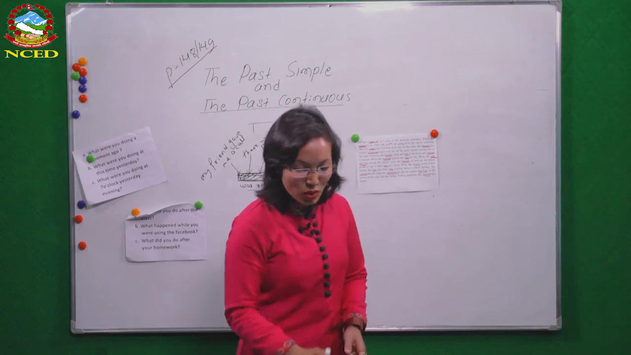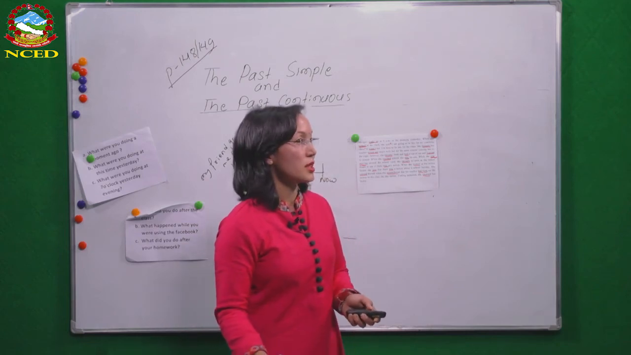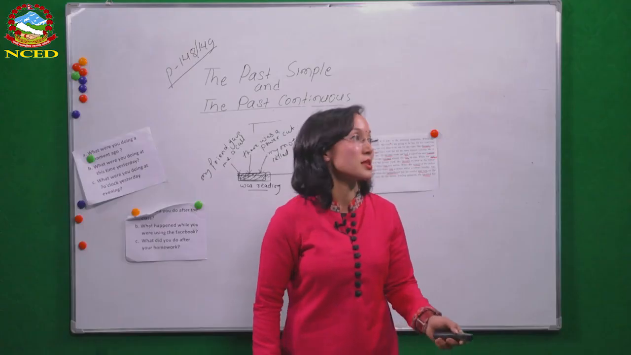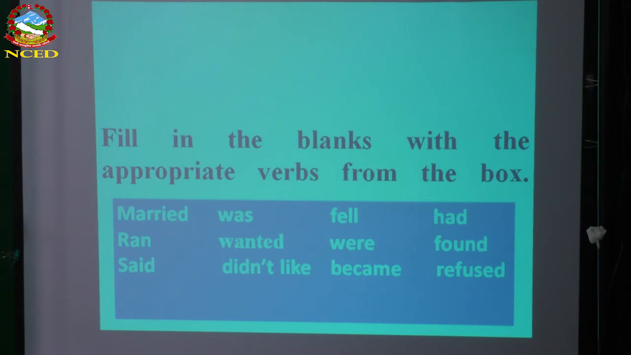Okay students, now one more thing, we have to do some other things as well. Your text says to read about Mangali and write a similar happening of your own, if there is any. So you could do this work with your teacher as homework. The next work is to fill in the blanks with appropriate verbs from the box. There are altogether 12 words which are in the past simple. You have to use these words to fill the blanks in the text given on page 149. Hope students you are ready with your book for the next exercise.